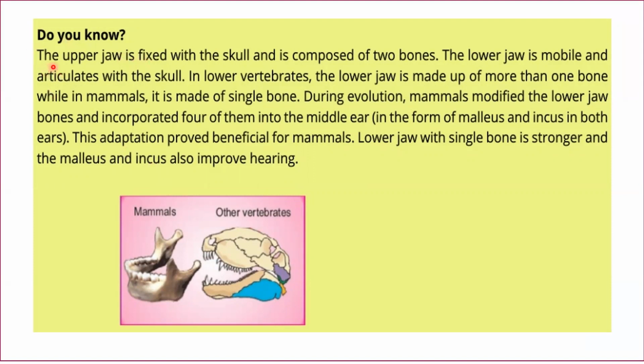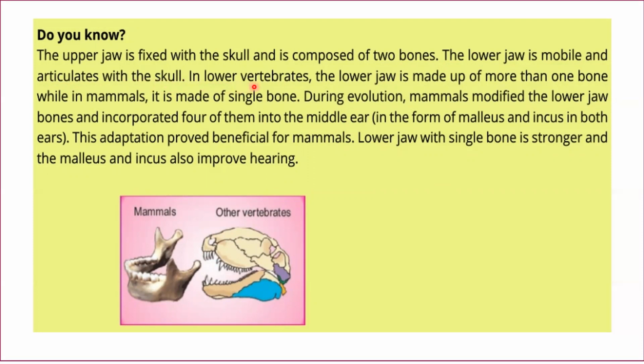Do you know the upper jaw? This is the upper jaw. The upper jaw is fixed with the skull and is composed of 2 bones. The lower jaw is mobile. Lower jaw can move. It articulates, meaning joints are present here with the skull.